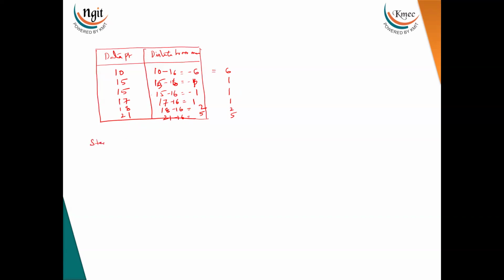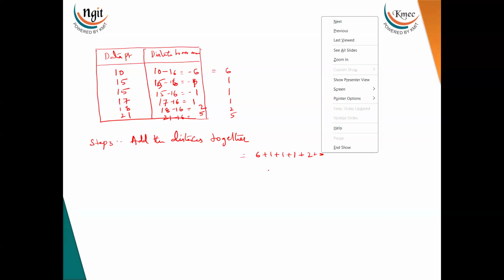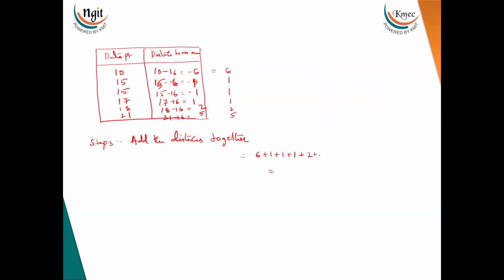Then what does step 3 say? Add the distances together. That is 6 plus 1 plus 1 plus 1 plus 2 plus 5, which is equal to 16.